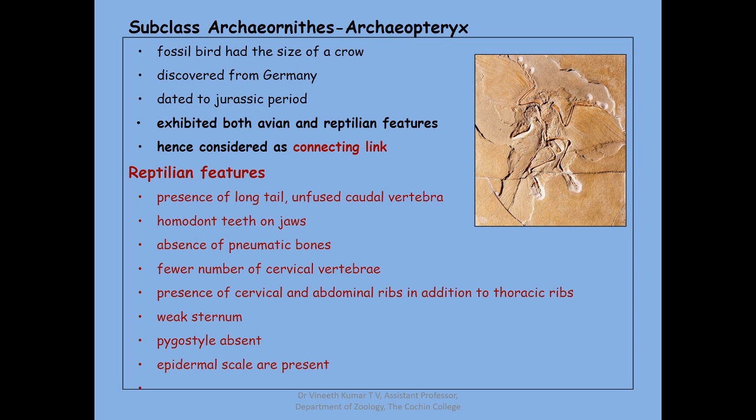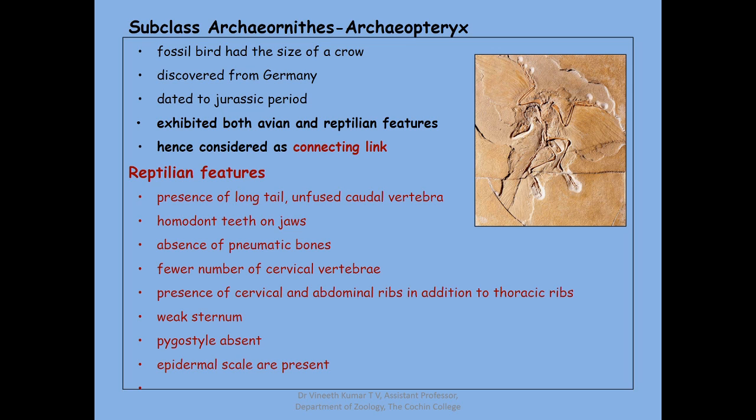This is a fossil bird having the size of a crow, and the fossil was discovered from Germany, dated back to the Jurassic period. The major characteristic feature of Archaeopteryx is that it exhibits both avian as well as reptilian features, and hence it is considered to be a connecting link, because they show features of two neighboring classes, class Aves and class Reptilia.